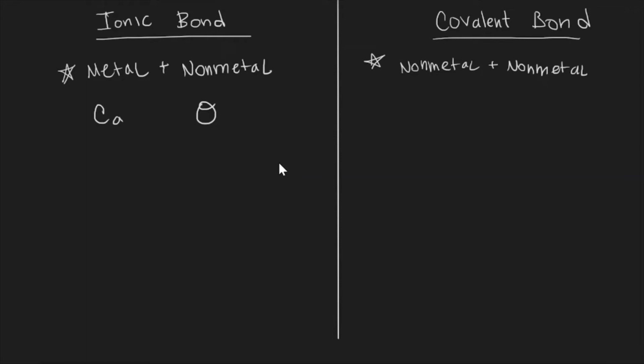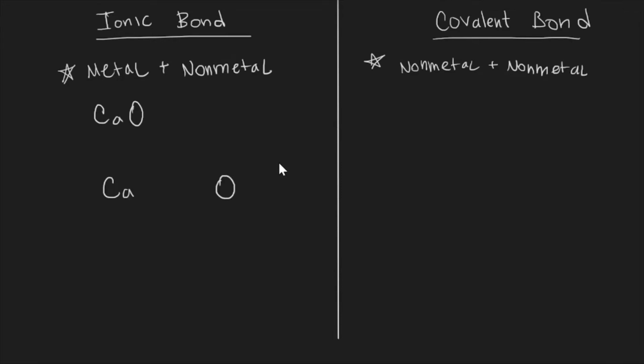So what am I going to do to bond these two together? It's supposed to be drawn like this, CaO. So calcium oxide, or calcium and oxygen bond together. I like to start by drawing the individual Lewis structures.